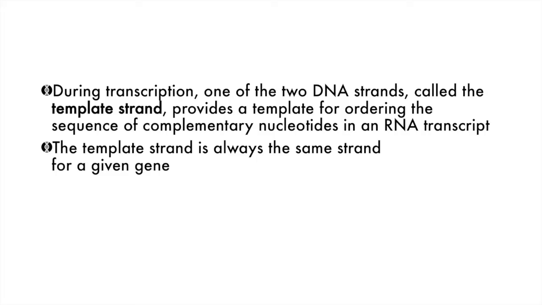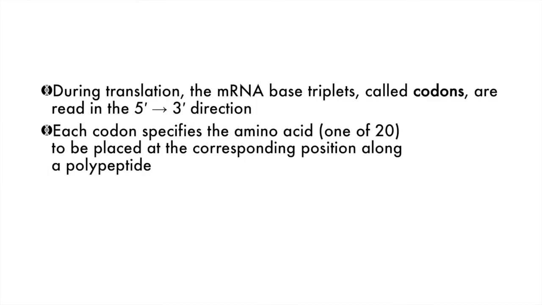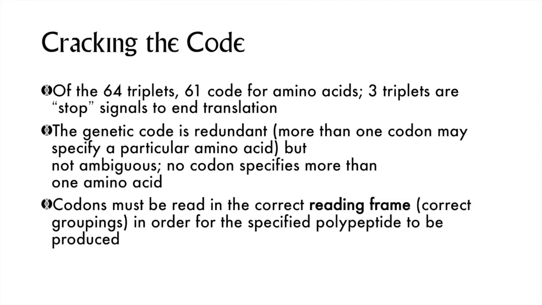Transcription comes first. One strand of DNA, the template strand, is used to make an RNA copy. For a particular gene, the template is always on the same DNA strand. In translation second, the messenger RNA codons are read in the ribosome in the 5' to 3' direction. Each codon dictates the amino acid to be added to the polypeptide in order. Given that there are 64 codon options, 61 of them encode the 20 amino acids. The last 3 are called stop codons because they stop the translation process.